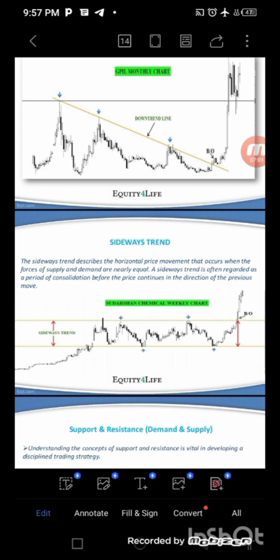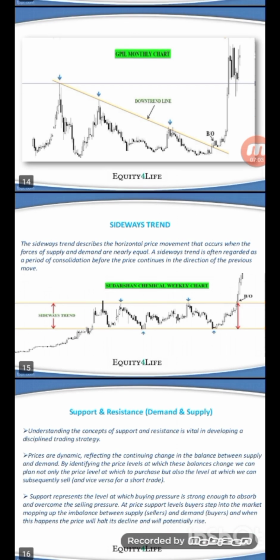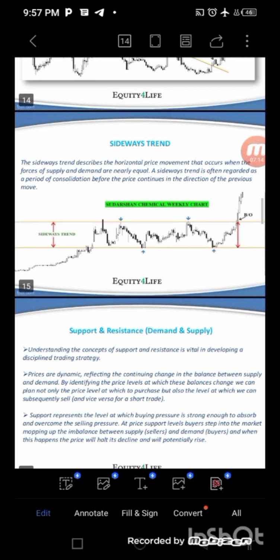This is an example of a consolidation market. You can see it was ranging here. So this kind of market, you can't buy it. I think the best way to enter this market is to wait for a breakout, a break of structure, so you can ride with the market.